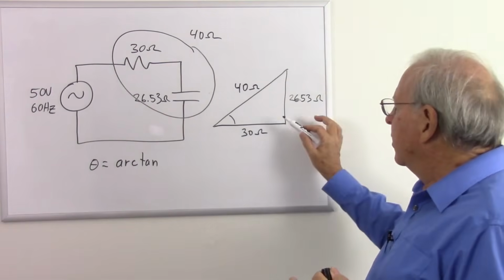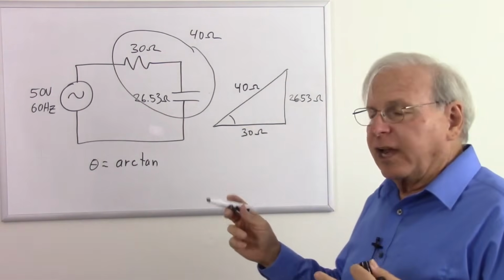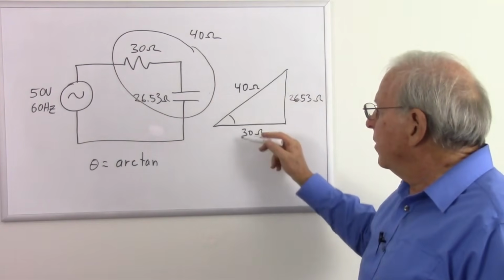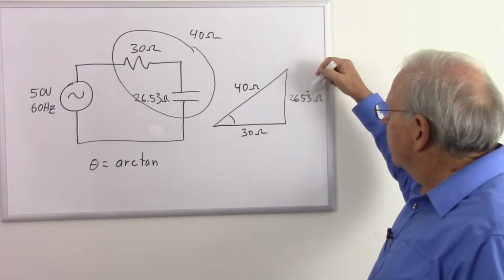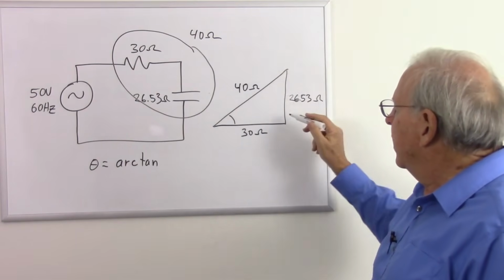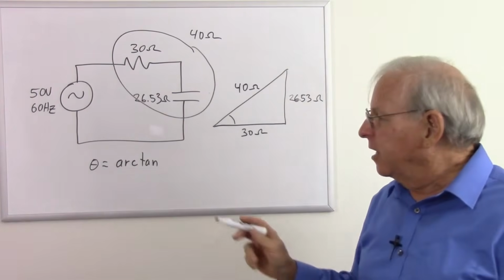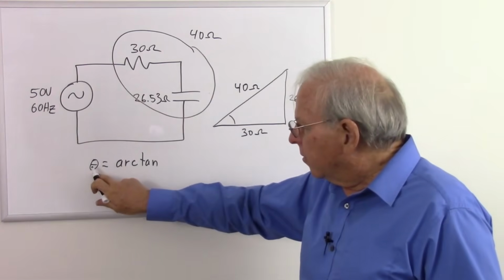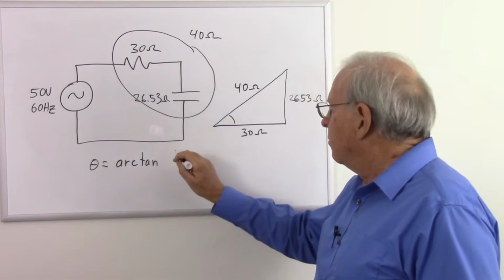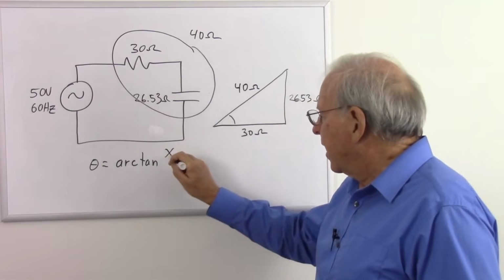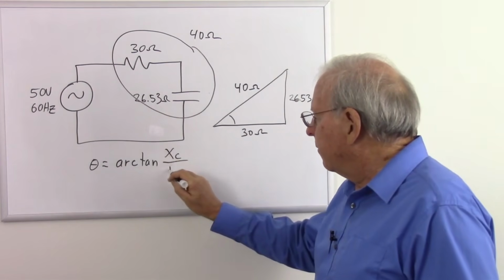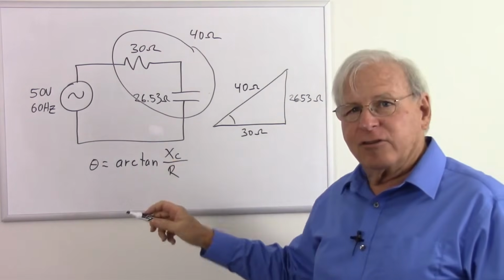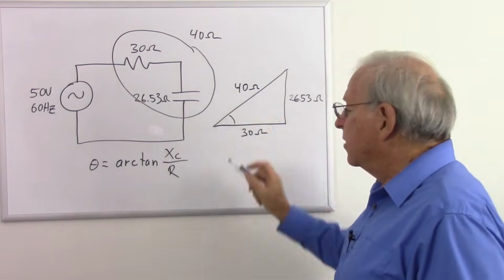But what I can say quickly is that your sine and your cosine and your tangent are the ratios of these different sides. So the ratio of these two sides is the cosine. The ratio of these two sides is the sine. And the ratio of these two sides is the tangent. And the arctangent is simply the reciprocal of the tangent. So my angle is the arctangent of my capacitive reactance divided by my resistance. So I take this side, divide it by that side, take the arctangent or the reciprocal of the tangent, and that will give me this angle.